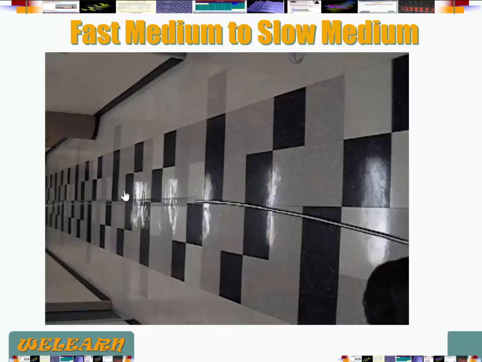Okay, now pay attention to the reflected one. Once the wave meets here, part of it is going to be transmitted, part of it is going to be reflected. Okay, look, the reflected is upright. Okay, look at it.